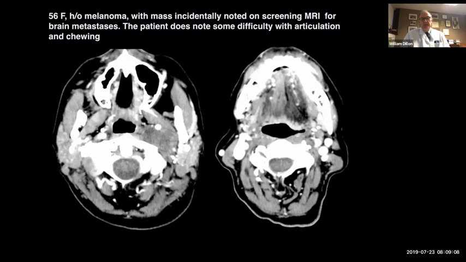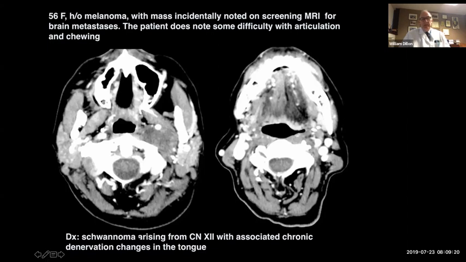Paraganglioma usually enhances intensely. Schwannoma sometimes does. This is most likely a schwannoma because it's not intensely enhancing. That is arising from a branch of the 12th cranial nerve. And how do we know it's coming from the 12th cranial nerve? Well, look down in the floor of the mouth and you can see on that side there's atrophy and fatty infiltration of the muscles of the floor of the mouth innervated by the 12th cranial nerve. So this is a mass that is causing 12th cranial nerve palsy.